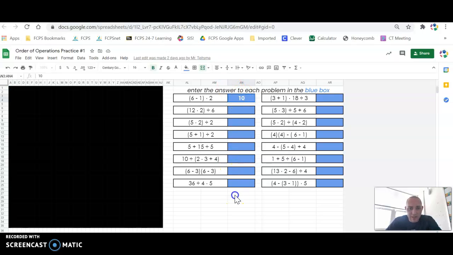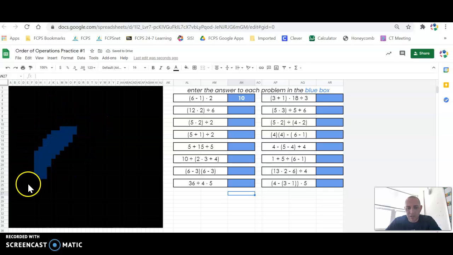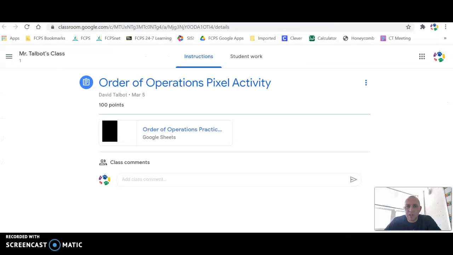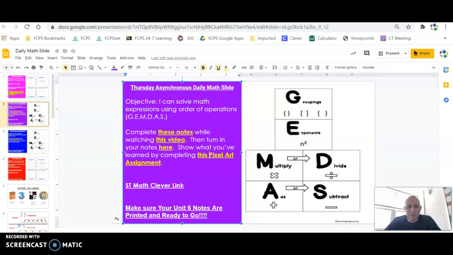And when you put that correct answer in there, it colors in part of the pixel art picture. Okay, so you'll know if you get that right because the picture will change each time you type in your answer. Once you're done with that, you're done with math for today. And you can go ahead and close out the daily math slide.